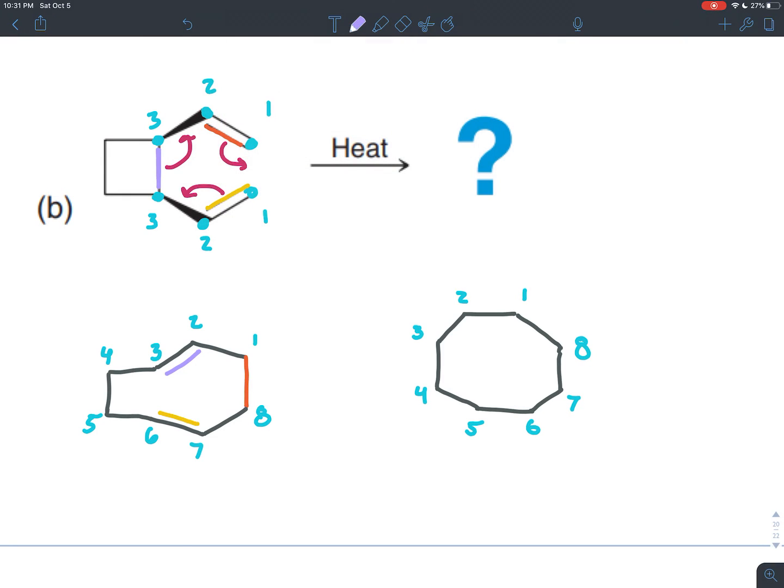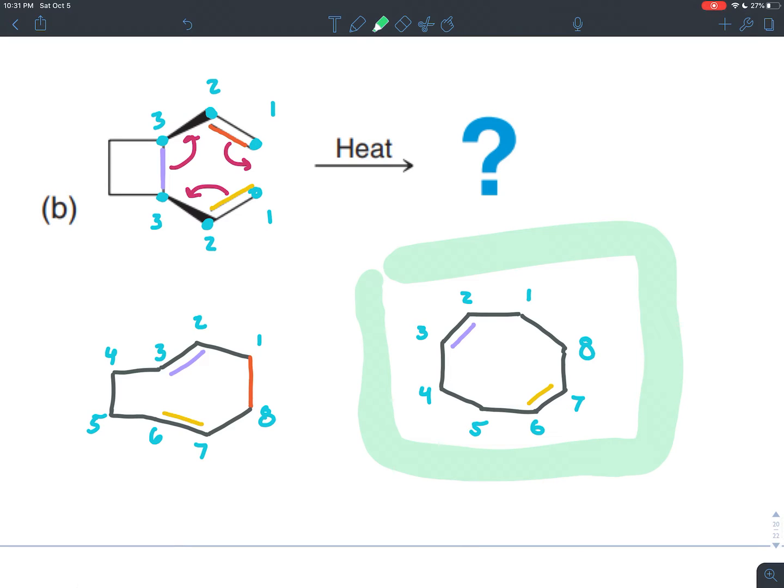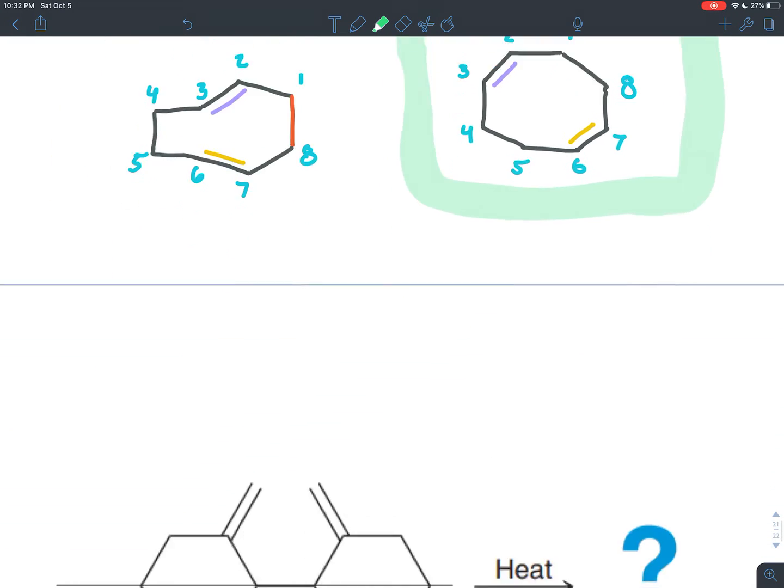that we have that purple pi bond between carbon 2 and 3, and we have a yellow pi bond between carbon 6 and 7. And so that would be the product for that Cope rearrangement. And the rearrangement is happening because of the p orbitals here twisting over and overlapping in phase.